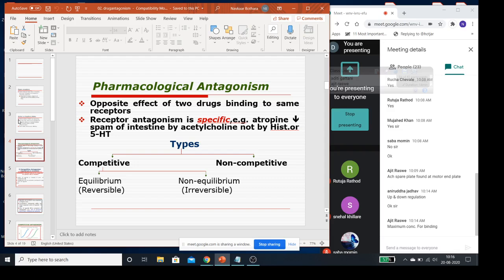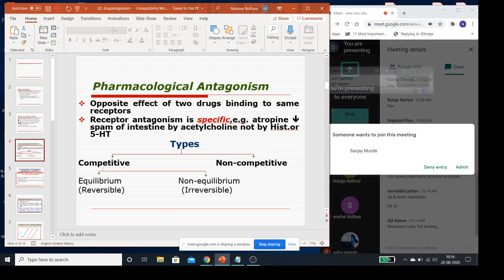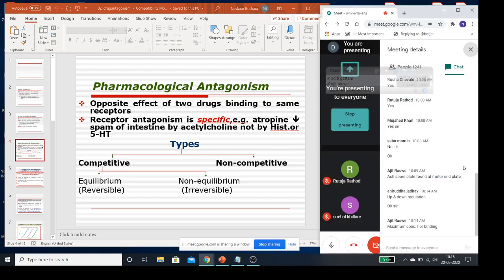Then in non-competitive also there can be some reversible, some irreversible. However, they are not based on equilibrium or non-equilibrium. Only thing is, if binding is covalent, as we have seen, it can cause permanent bonding and there won't be any change in the activity. However, maybe after some time, if the antagonist is removed and can be metabolized, then the receptor can be available again for activity.